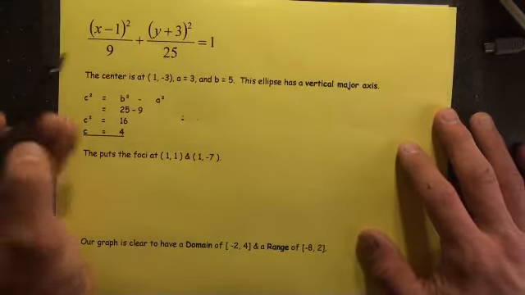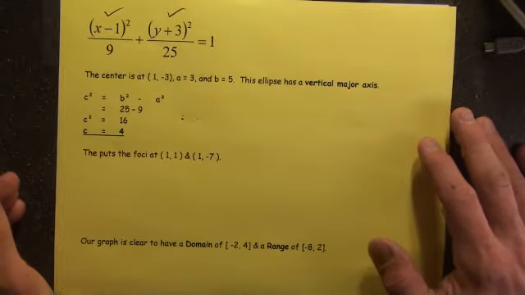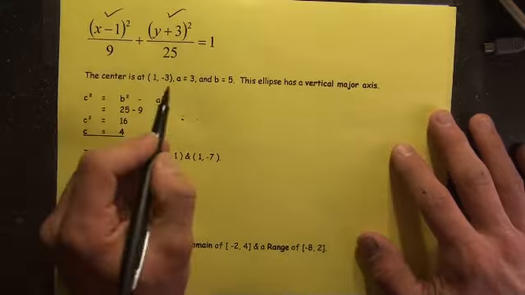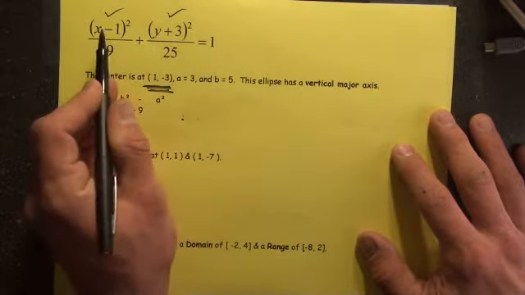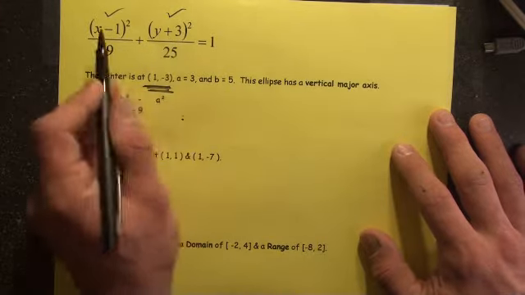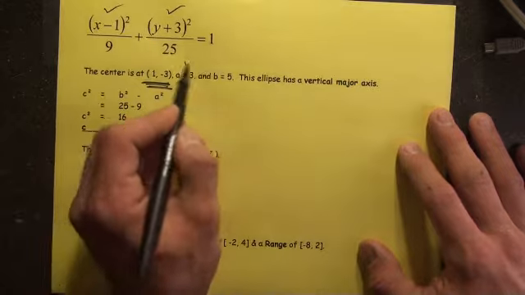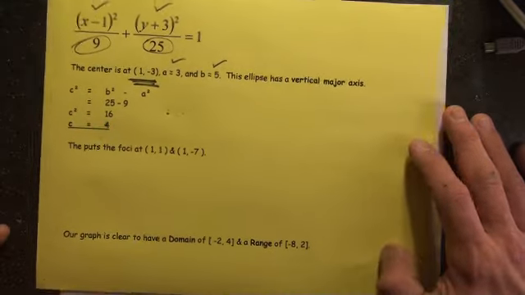This time, what do you have? The center has been translated. The center is now 1, -3, by the same theme we've been using through all the videos. And anytime you got a minus, you do the opposite. You got a plus, you do the opposite when you're inside parentheses. Definitely A is 3, definitely B is 5. You can see it right there, square root of 9, square root of 25.